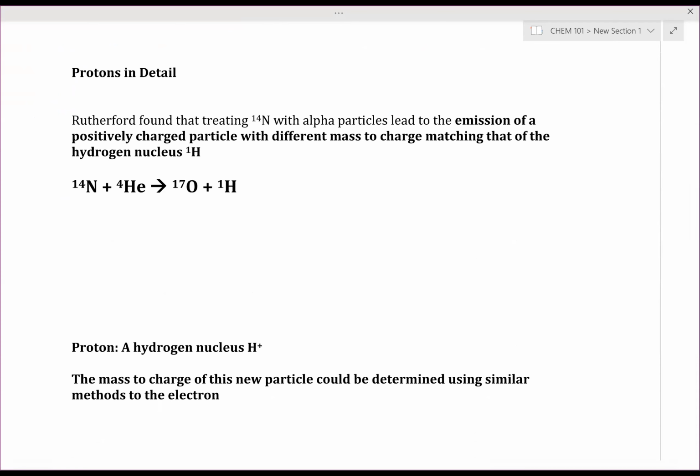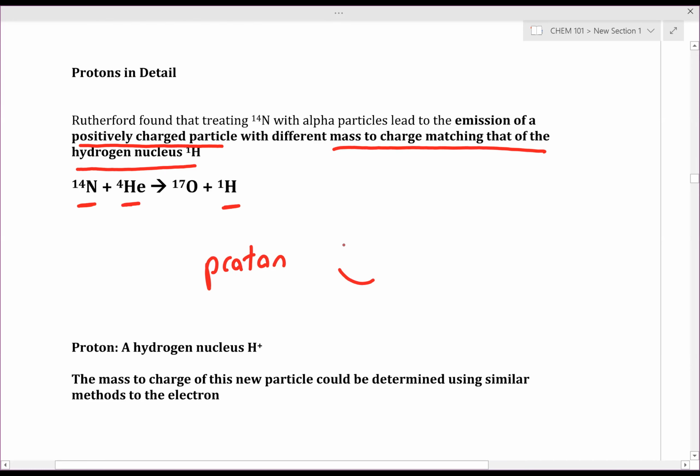Experimentally, they found that treatment of a nitrogen nucleus with an alpha particle ended up with the emission of a positively charged particle with a mass to charge matching that of a hydrogen nucleus. So another way that a proton is written would be H+. So a proton is a hydrogen nucleus. So to draw that out, a proton is a fundamental particle with a positive charge and mass. Of course, just like we did for the electron, we can study and identify the mass to charge of a proton. We won't go into those experiments in detail, just know that we can figure out the mass to charge of a proton.